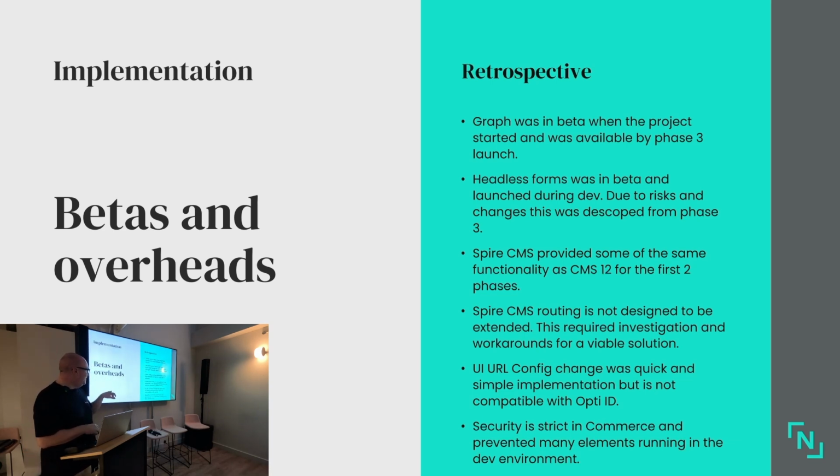The URL config checker, as I was mentioning earlier, just broke using OptiID. Luckily, OptiID wasn't in the delivery chain for the client, but we need to look at a more sensible way of hooking in the middle there.